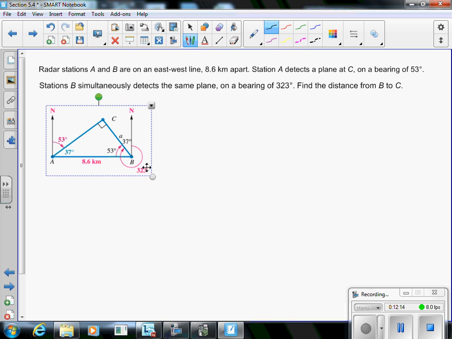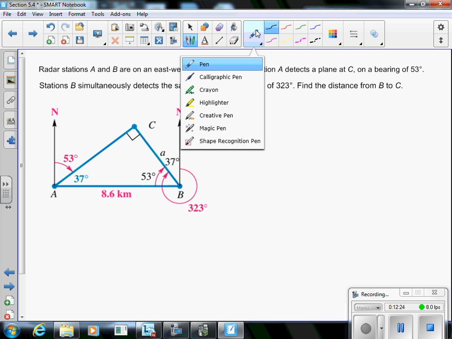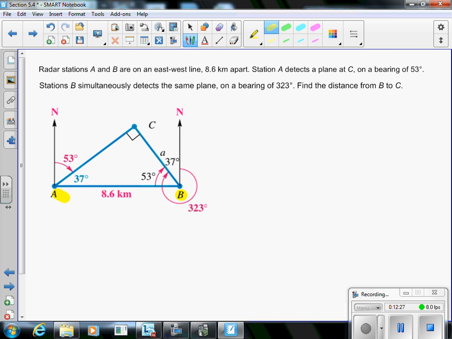This problem, and I have a drawing here for you. You won't always be given the drawing. You're going to have to probably create your own drawing. Radar stations A and B. Here's my radar stations A and B. A and B are on an east-west line. So I've got a line here from A to B. This is my east-west line. And it tells me those two stations are 8.6 kilometers apart. I have that distance marked.